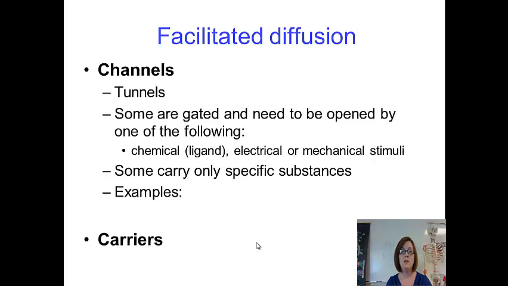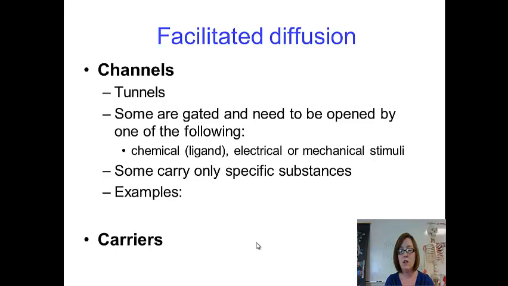So I said there's 2 types of facilitated diffusion: channel-mediated diffusion and carrier-mediated diffusion. Channels are essentially tunnels, and some of these tunnels have gates. Usually what opens a gate is either a chemical, a change in voltage, or a change in mechanics. So we have chemically gated channels, electrically gated channels, and mechanically gated channels. Each particular gate is opened by a particular stimulus. Sometimes chemically gated channels are called ligand gated channels, and sometimes electrically gated channels are called voltage gated channels.